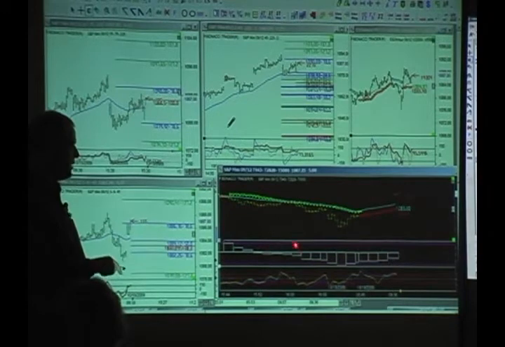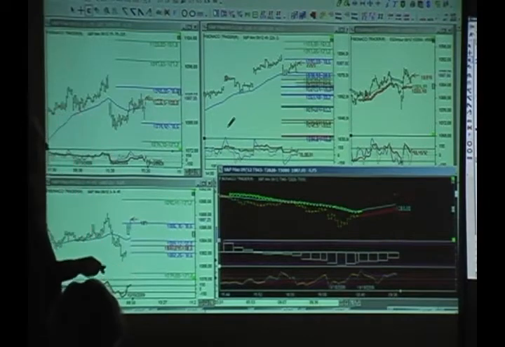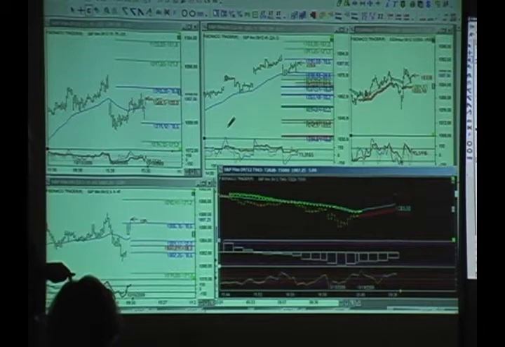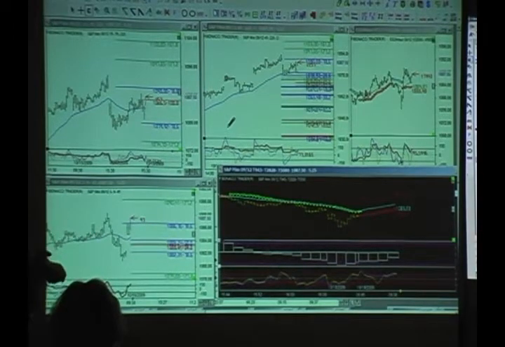We have a stochastic on here. This is a slow stochastic. It's actually a special stochastic that's in the program listed as the Bolze stochastic, B-O-L-Z-E. It's based on William Blau's work. It's just a very special stochastic that's actually calculated twice. It's smoothed.